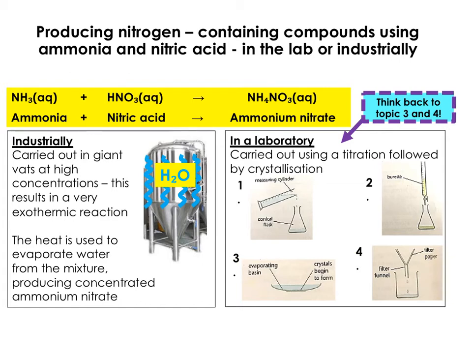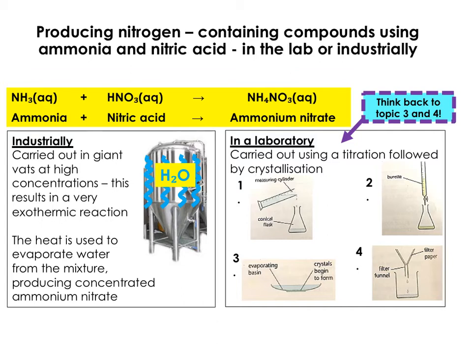If you remember earlier on, we looked at the checklist for this topic, and one of the things that we had to do was compare the production of nitrogen-containing compounds, either in the lab or industrially. So if we think about industrial, that's not something we're terribly familiar with, but it would be carried out. We've got these giant vats, we've got high concentrations, a very exothermic reaction. We can produce a lot of the compound quite quickly.